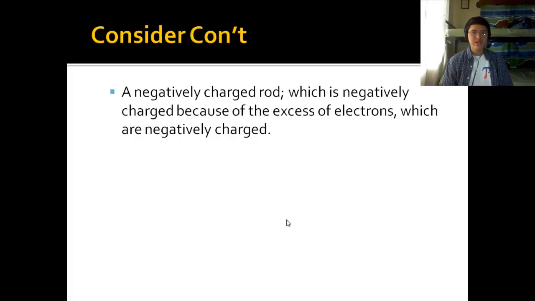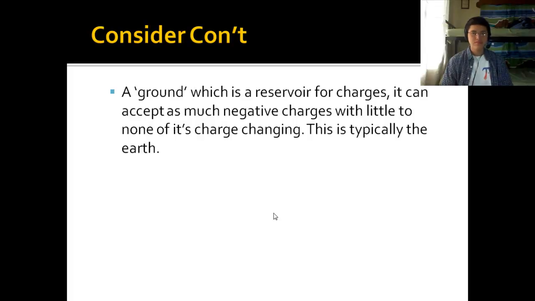Then we should consider a negatively charged rod. This is negatively charged because of an excess of electrons, which are negatively charged, as can be seen here. A ground is a reservoir for charges. It can accept as much negative charge with little to no change in its own charge. This is typically the Earth.